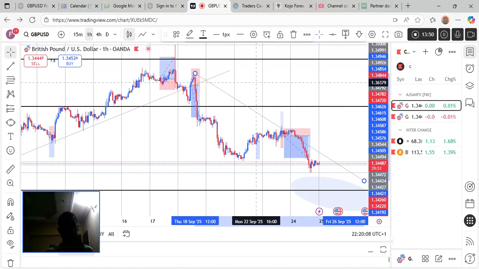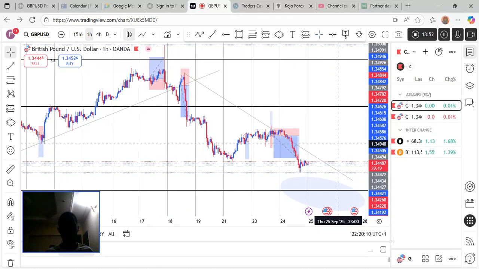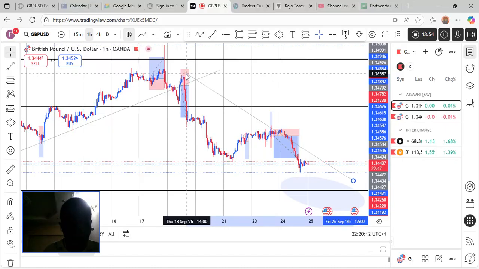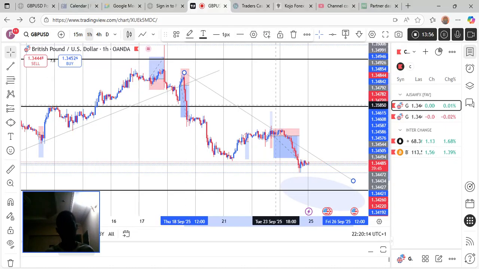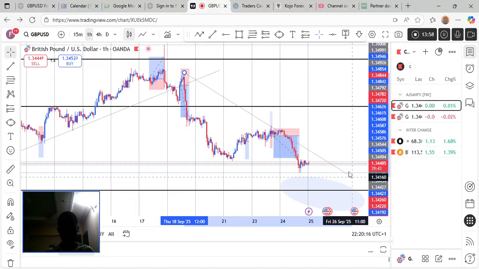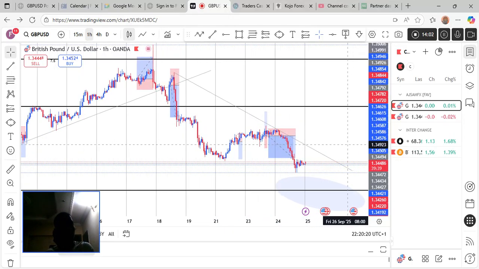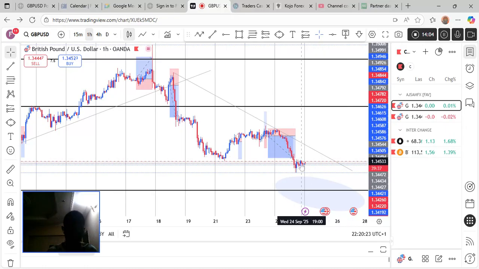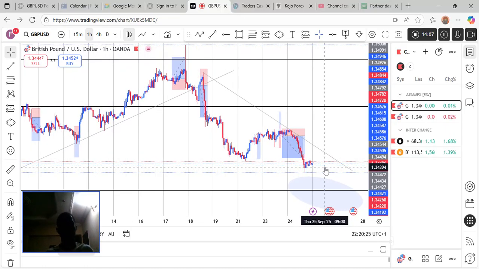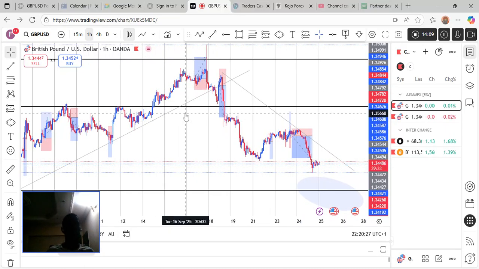The second lower high confirms that we're on a downtrend. That was why I drew out my trend line. And there we have it. So we're on a downtrend for the 1 hour time frame.